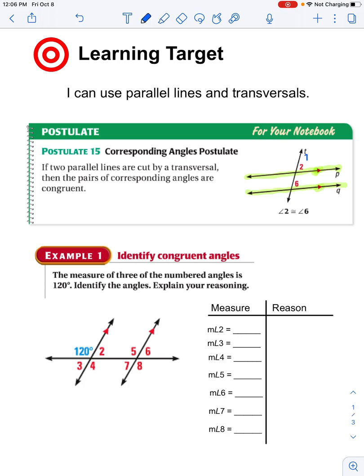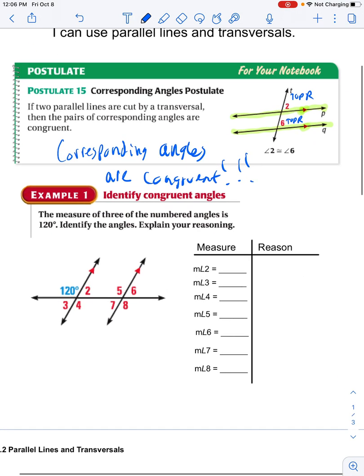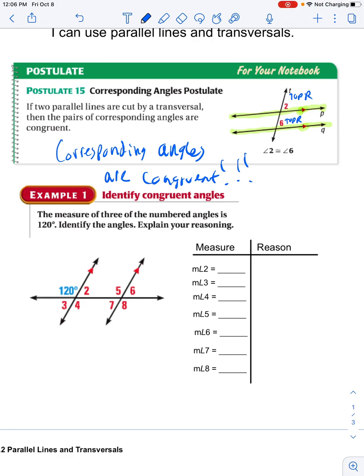So again, this is top right. This is top right. So we would say that they are corresponding. And I want you to get this in your head. Corresponding angles are congruent. Okay? So we can use that to help us learn a lot of other stuff.